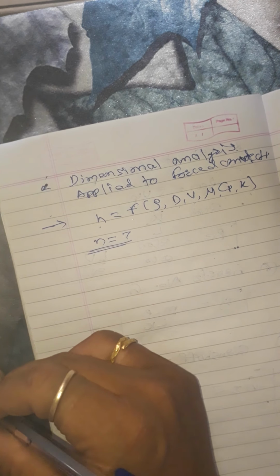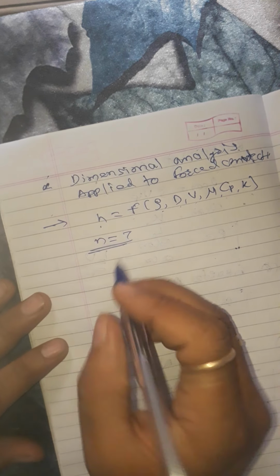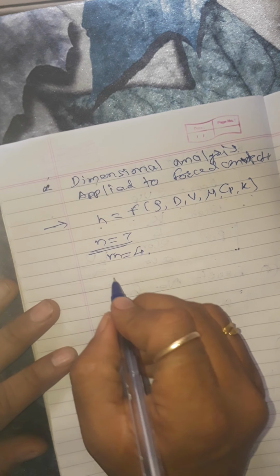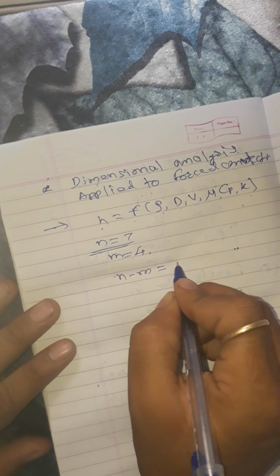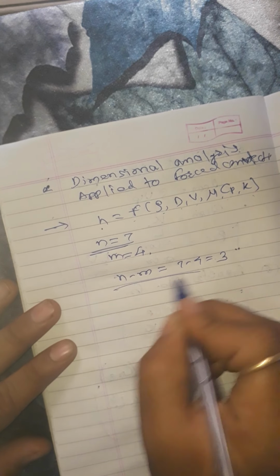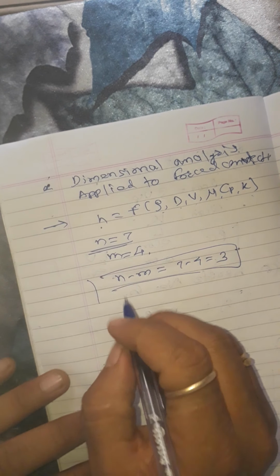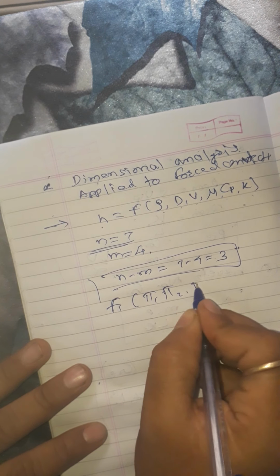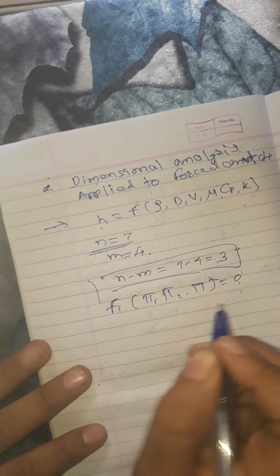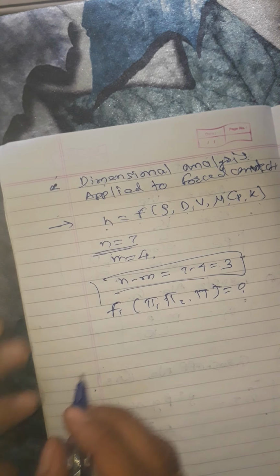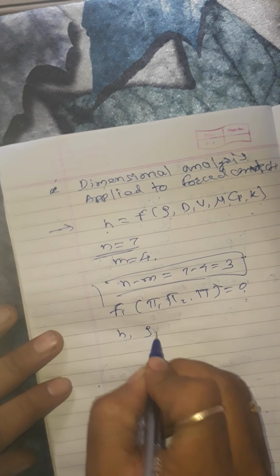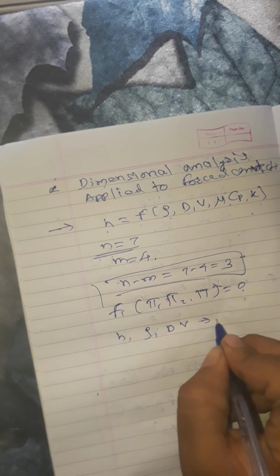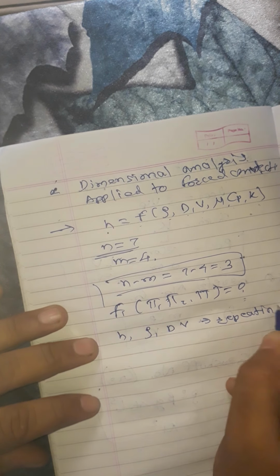The fundamental dimensions in M L T theta are m equal to 4. So the number of pi terms is n minus m, which is 7 minus 4, equal to 3. We have to find the 3 pi terms as per the Buckingham pi theorem, that is f1 of pi 1, pi 2, pi 3 is equal to 0. We choose h, rho, d, v as the core group or repeating variables.